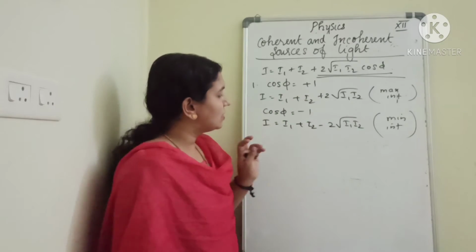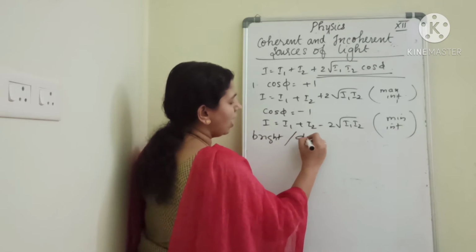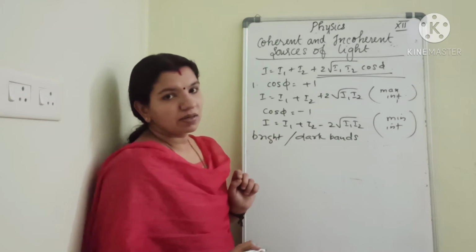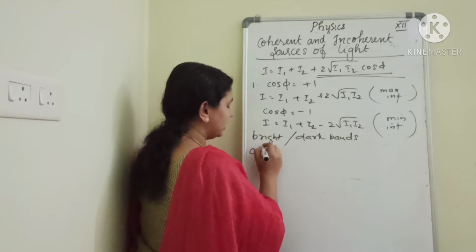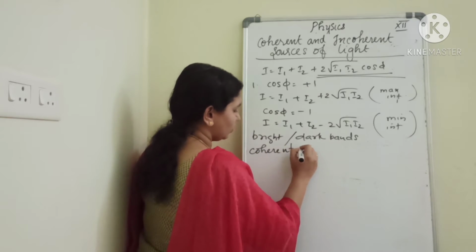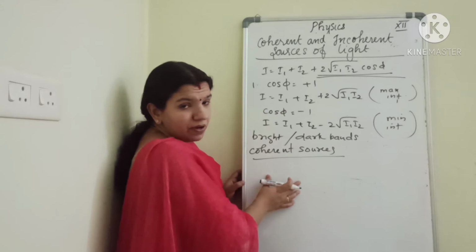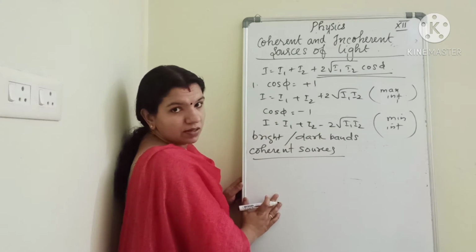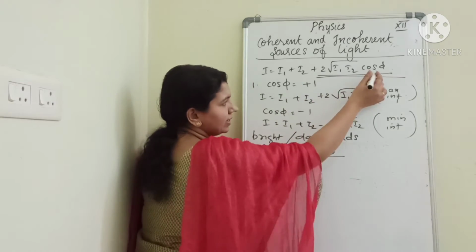So in such a case, we get bright as well as dark bands on the screen. So we can call this the condition for coherent sources. That means only if this is a coherent source will we get this. Clear? Now the second case, the value of cos phi can vary.